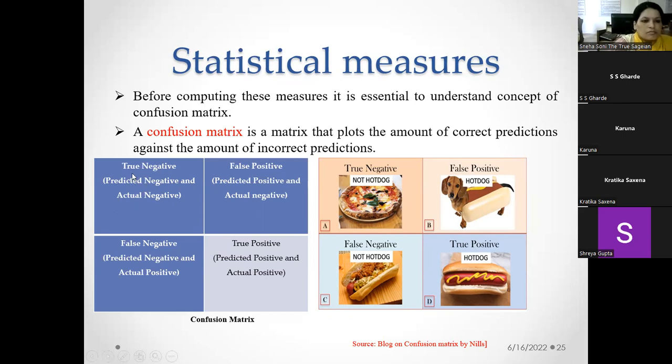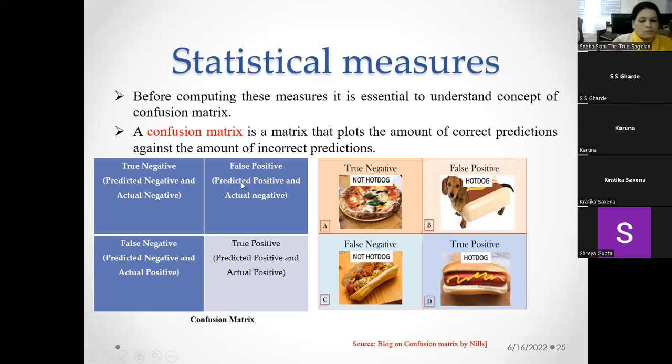True negative, the abbreviation for it is TN, which is predicted negative. That means you have predicted in a wrong way and it is actually negative. That means it's true negative. Okay. Then false negative, FP we call it false positive.